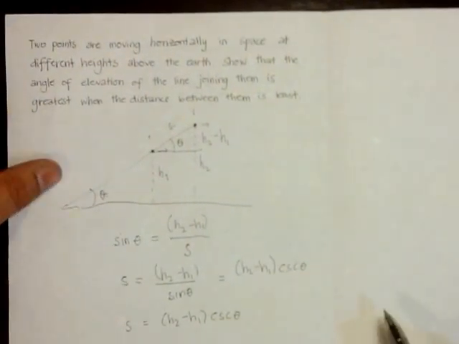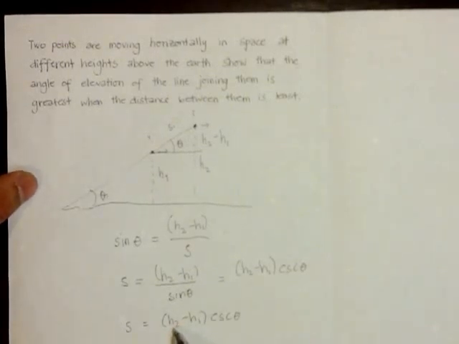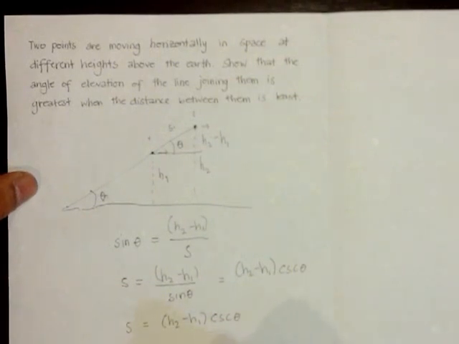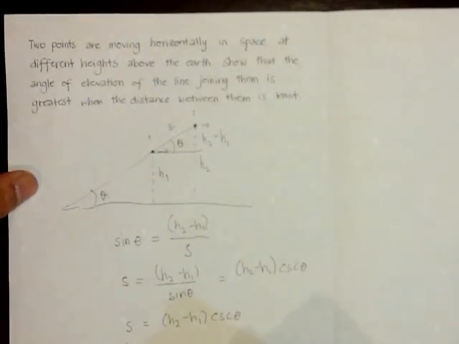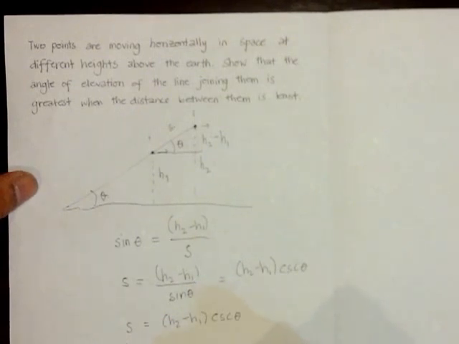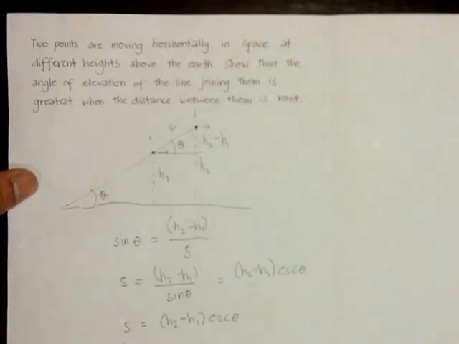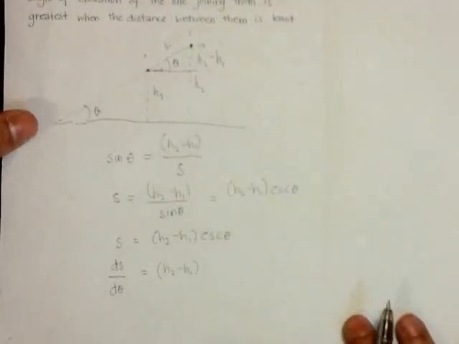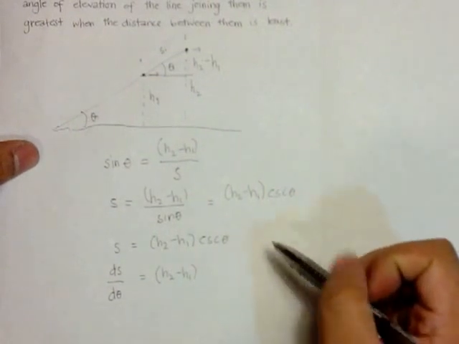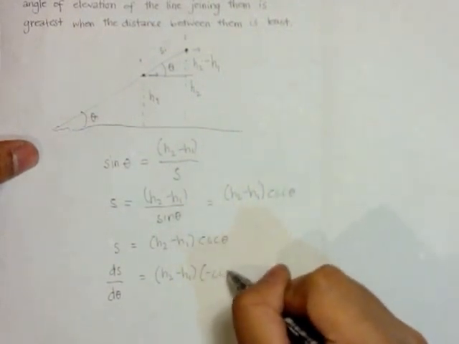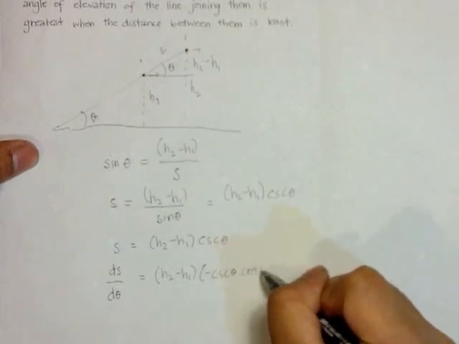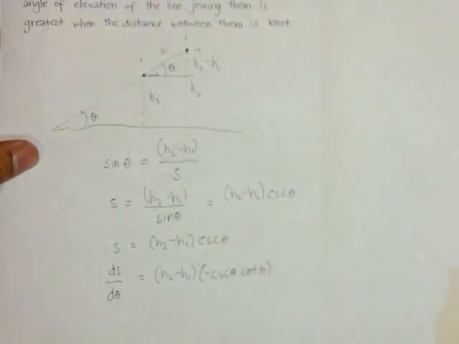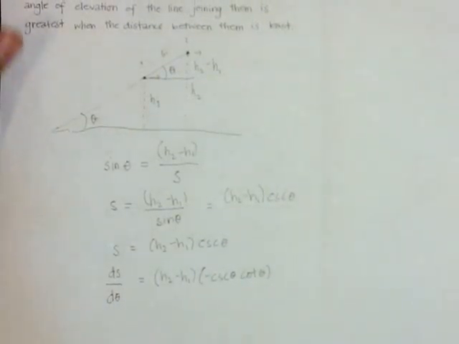With respect to theta. As we differentiate, we have to treat h2 minus h1 as a constant. So we have ds over d theta equal to, we copy the constant h2 minus h1, then the derivative of cosecant theta. The derivative of cosecant theta is negative cosecant theta cotangent theta. So this is our derivative of s with respect to theta.